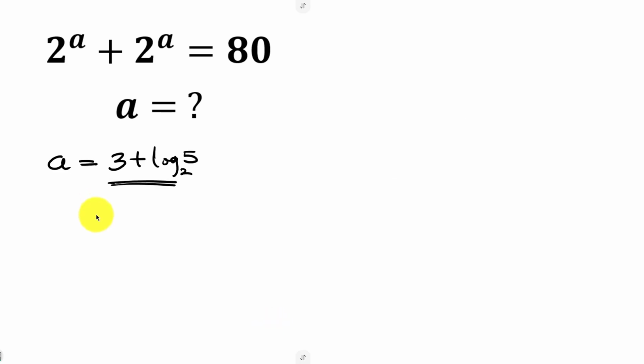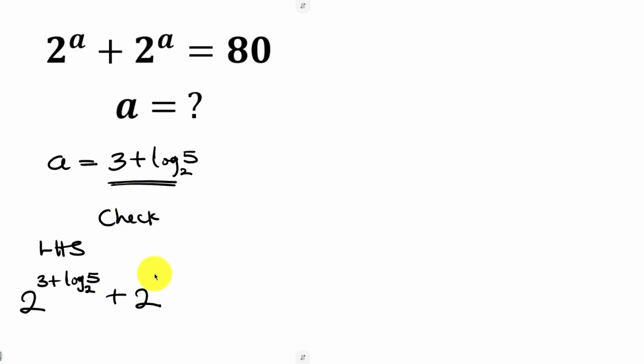Now let's check. We're going to check that when I plug the value of a into our original equation, then we're going to be having 80. So the left hand side is my focus. Now we have 2 to the power of a, where a is 3 plus log base 2 of 5, plus the same thing, 2 to the power of a, where a is 3 plus log base 2 of 5.